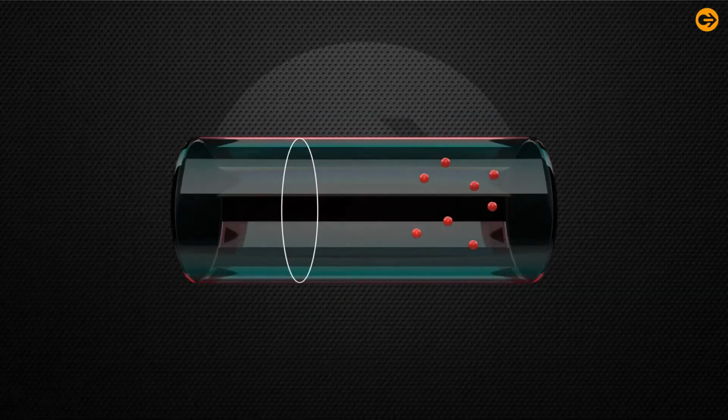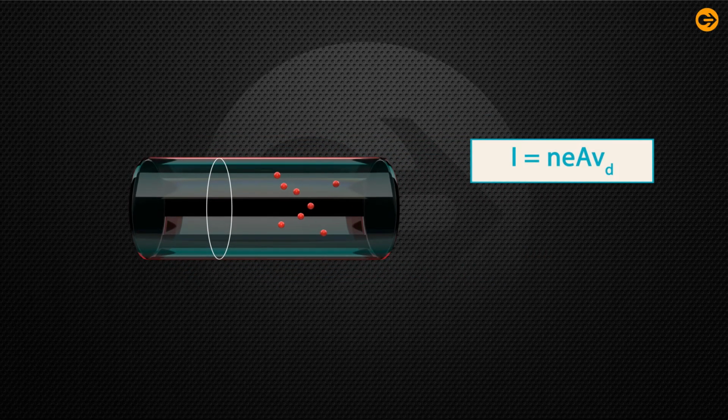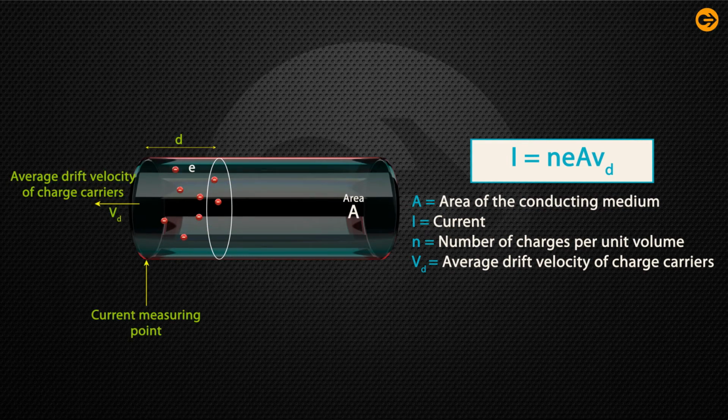Another explanation of drift current density can be found from the equation I = N e A Vd, where A is the area of the conducting medium, I is current, N is the number of charges per unit volume, and Vd is the average drift velocity of charge carriers.